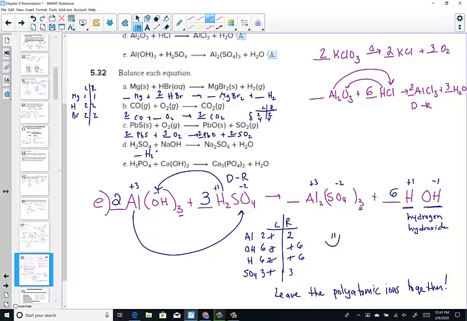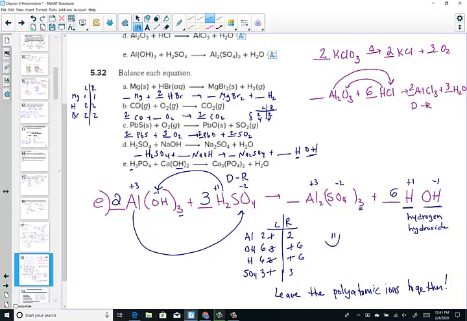H2SO4 plus NaOH yields Na2SO4 plus, here's my trick, water is HOH. Separate it out since it's separate over here.